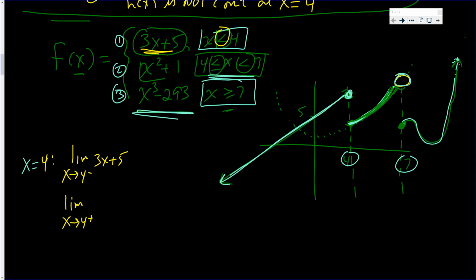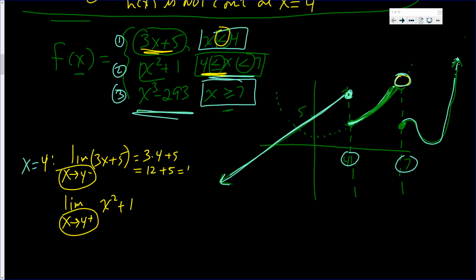That's the middle function. It allows x to be greater than 4 and equal to. But I don't care about equaling 4. So we have x squared plus 1, and we directly substitute 4. That's 3 times 4 plus 5, which is 12 plus 5, that's 17. We directly substitute and get 4 squared plus 1, which is 16 plus 1, which is 17.